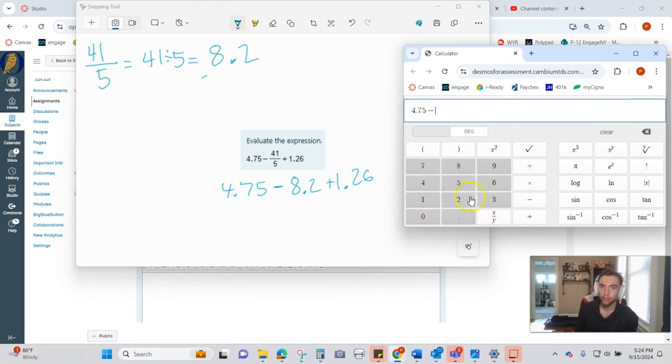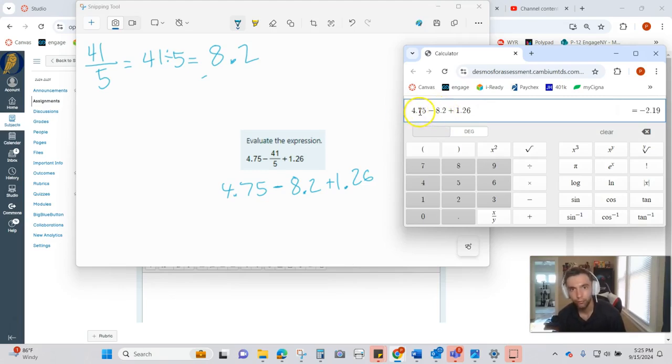4.75 minus 8.2 plus 1.26. Our answer is negative 2.19. And that makes sense. That's an answer that makes sense because I have 4 positives, almost 5. I have 1 positive here, so that's like almost 6 positives, but I have 8 negatives.